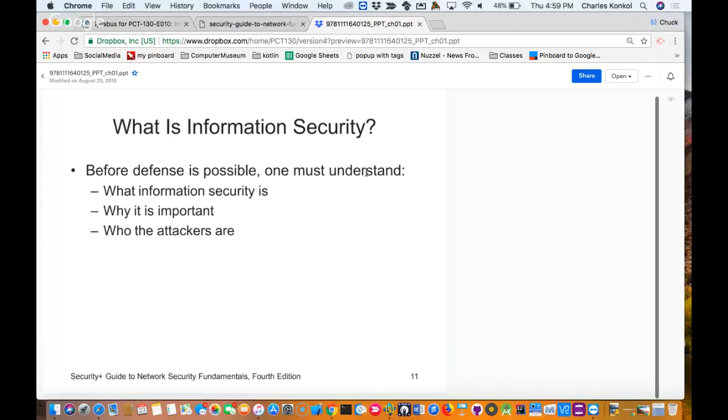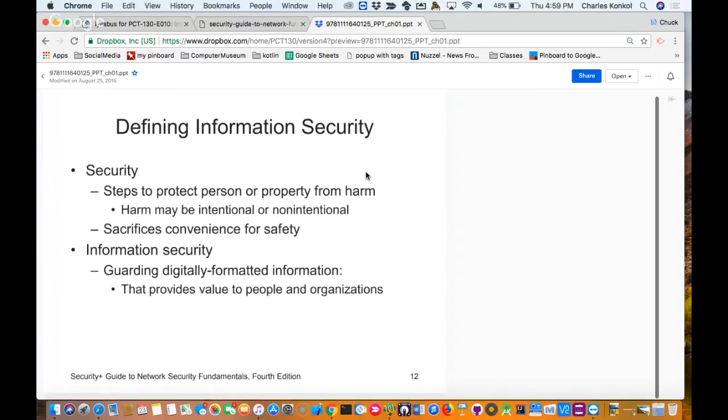Before defense is possible, you need to understand the basics of what it is, why it's important, and who the attacker or attackers are. So security is basically steps to protect something, right? Law enforcement protects individuals. IT security folks protect the intellectual property of individuals, and the networks that they work on, and the software that they work on.